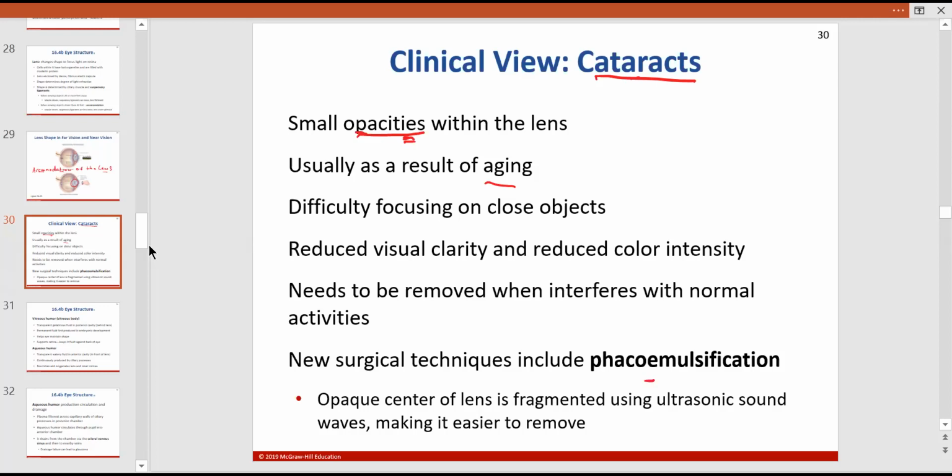Phacoemulsification breaks up the lens into fragments. They use ultrasound to try to cure it, so they don't have to do surgery and actually remove the lens. So that's a treatment maybe for somebody younger who has a cataract.